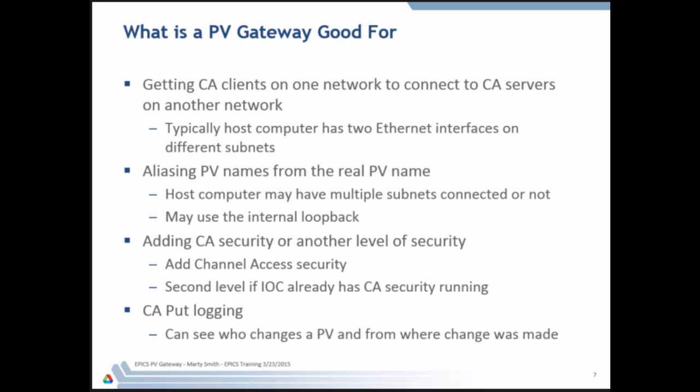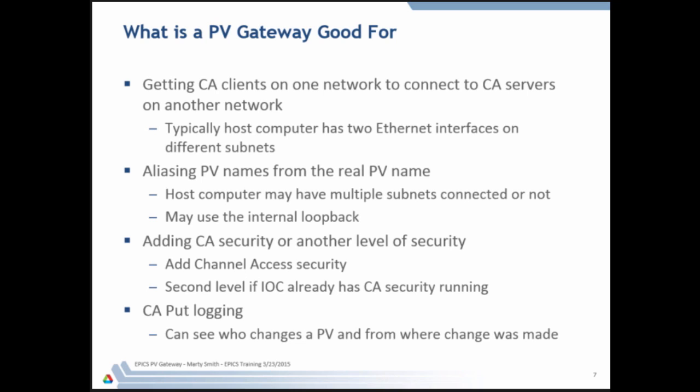So, okay, what can we use this PV gateway for? It's good for getting channel access clients on one network to connect to channel access servers on another network, which is typically how we use the PV gateways at APS. We would have a host machine with 2 network interfaces, and one would go to each subnet. The gateway server will listen on one network, and the gateway client side will talk to the IOC servers on the other network.